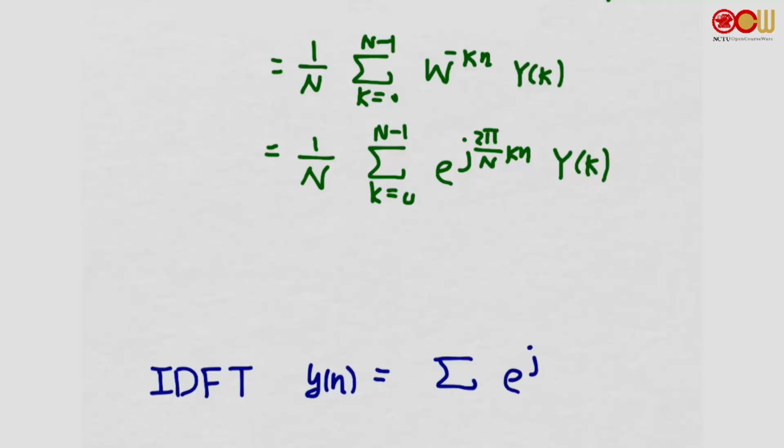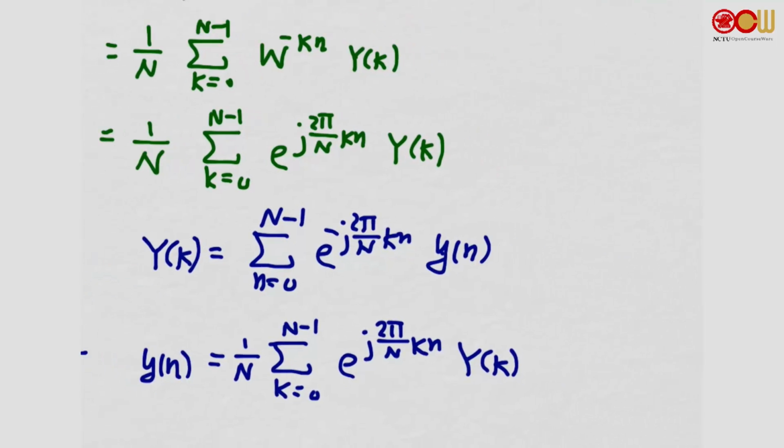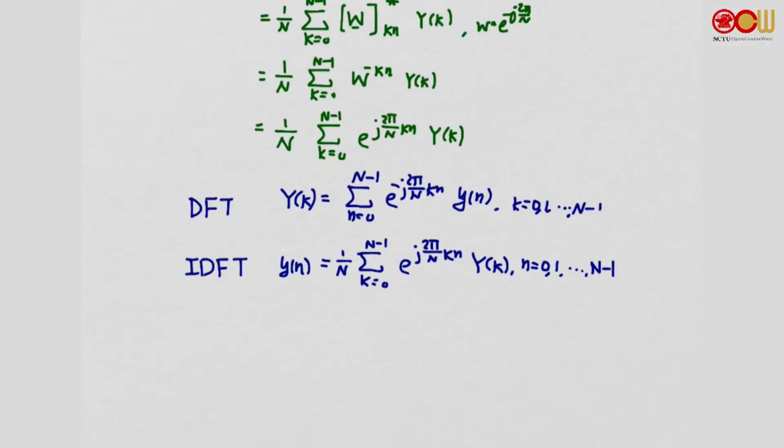e to the j 2 pi over n, kn, yk, k from 0 to n minus 1, 1 over n, and the DFT will compute yk from yn, where k goes from 0, 1 to n minus 1, and n goes from 0, 1 to n minus 1. So this is the DFT and the IDFT.